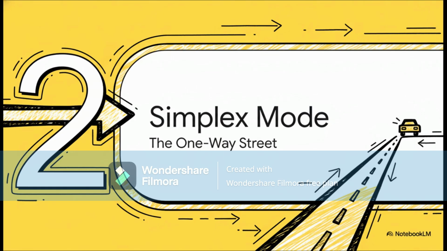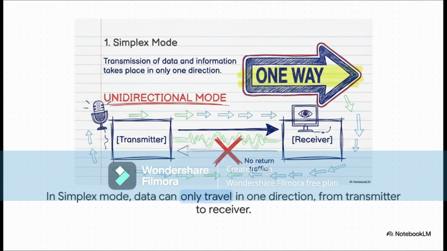Let's start with the easiest one, which is called simplex mode. And trust me, the best way to think about this is to just picture a one-way street for data. So in simplex mode, the information flow is strictly one way. That means it can only go from a sender or a transmitter to a receiver. That's it. Look at the diagram, the data flows in one direction and there is absolutely no way for it to go back. No return traffic allowed.